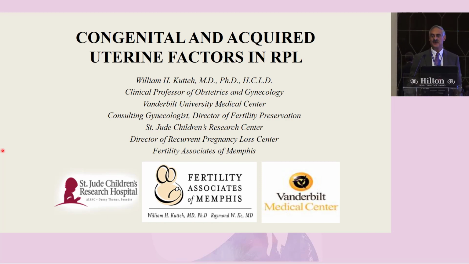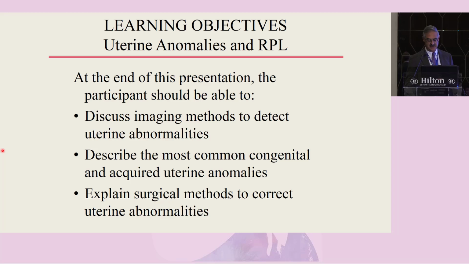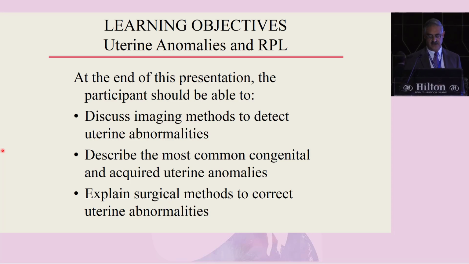So I'm going to talk about uterine factors. The title says for pregnancy loss, but this can be for anything really in OBGYN. So we're going to talk about imaging methods for the uterus, the most common congenital and acquired problems of the uterus, and then some surgical methods that are used.